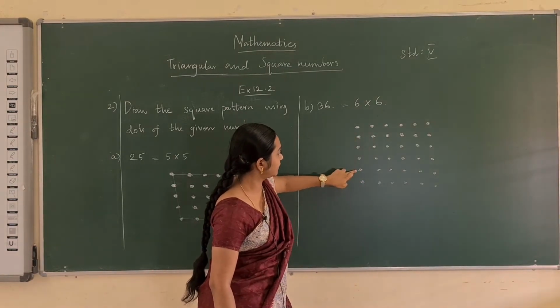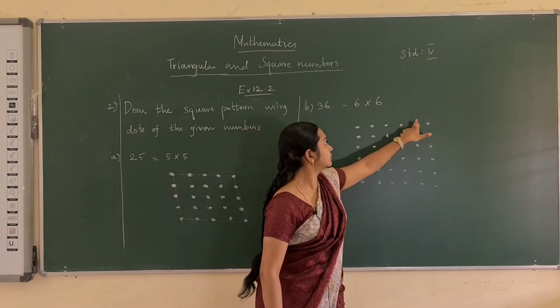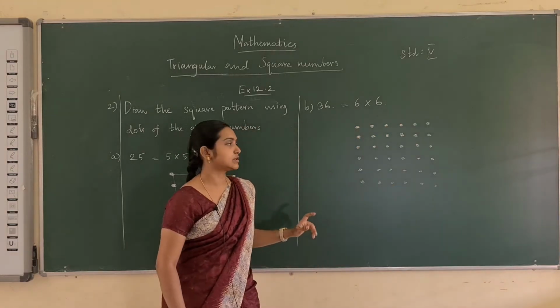One, two, three, four, five, six. One, two, three, four, five, six. There will be 36 dots now.